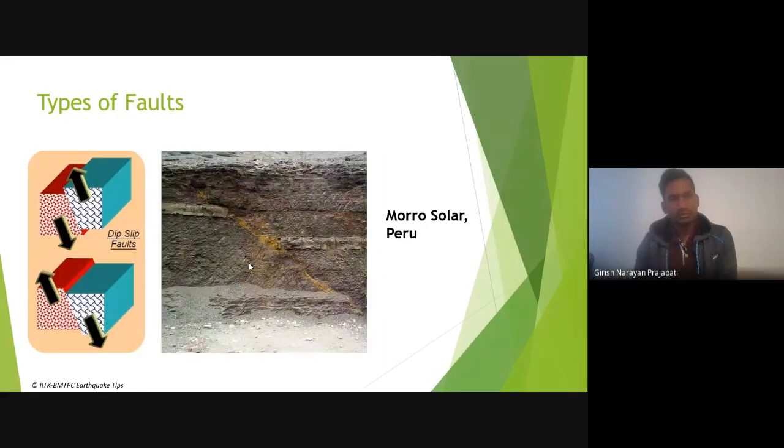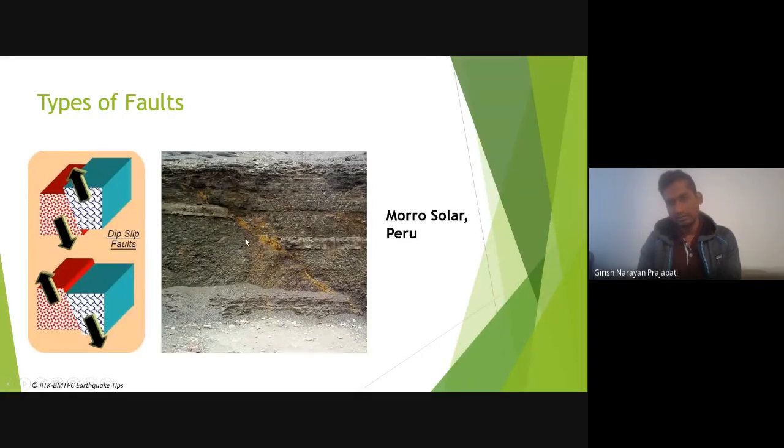Next, there are two different types of fault. One is the dip slip fault and the other is the strike slip fault. In the dip slip fault, the surface moves in both the horizontal and vertical direction, but mostly in the vertical direction. There are two types of dip slip fault: the normal fault and the reverse fault. This is one example of the dip slip fault. In this, you can see this is the surface, but it has moved vertically.